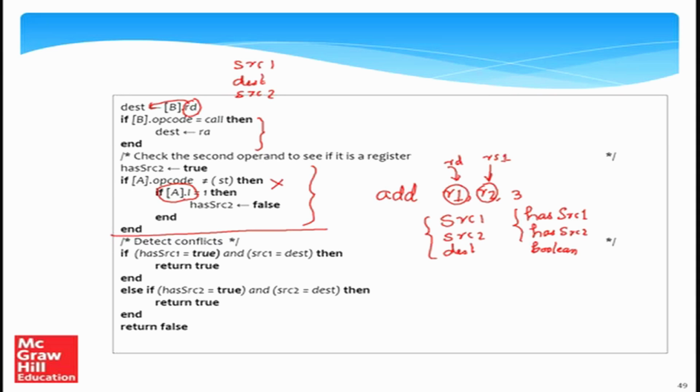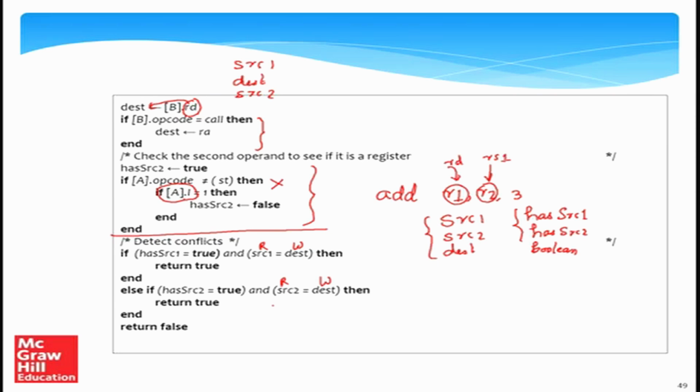Now detecting conflicts is very easy. If a certain instruction has a valid first source register, and src1 is equal to dest, so this basically means that dest is the write and src1 is the read, there is a read after write dependency, then we return true. So then a dependence exists. Else if has src2 is true, which means that the second source exists, and src2 is equal to dest, which means again there is a read after write dependence, then also we return true, which indicates that between instructions B and A, there is a read after write dependence.